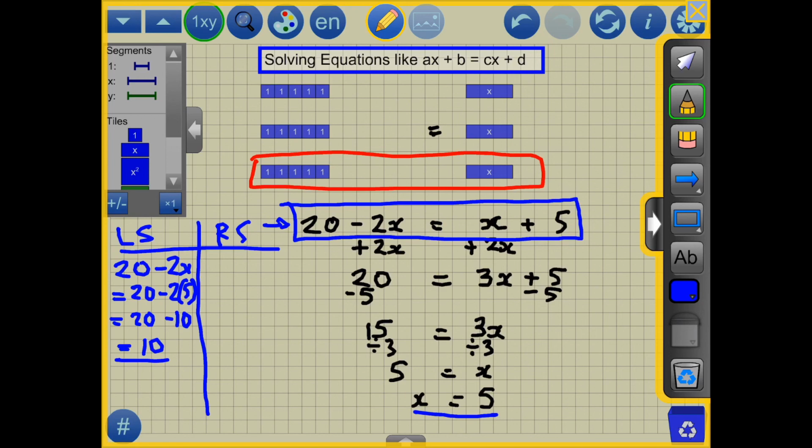Let's look at the right side. In our original equation, it was x plus 5. Let's substitute our answer of x, which is 5, into that. It now becomes 5 plus 5, and that also equals 10. Now this is good because since the left side equals the right side, we know that our answer of x equals 5 must be correct.